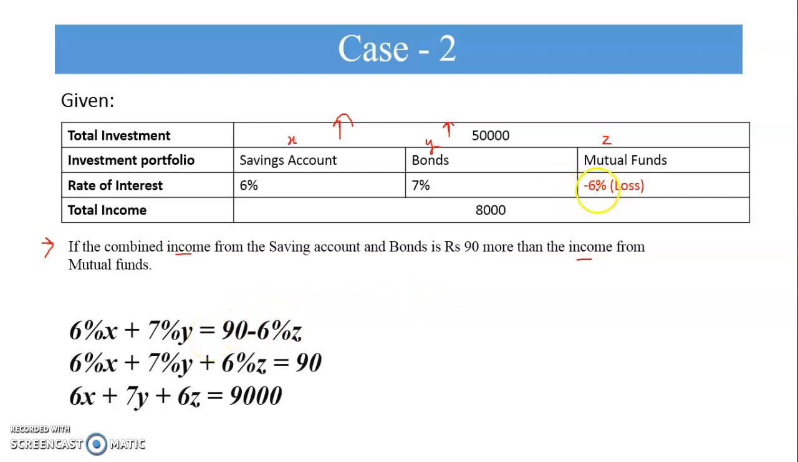So we'll add this so that it will make an equals to condition. And since this is negative, so negative is here. If it would have been a positive 6%, that is profit, then it would have been plus. Okay, so you have to pay special attention to the rate of interest. So this is 6% X plus 7% Y is equal to 90 plus minus 6% of Z. Okay, because this is more, so we have to add this amount to a lesser amount. So this 90 will be added to the mutual funds.